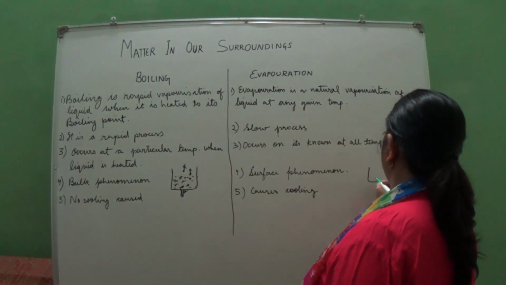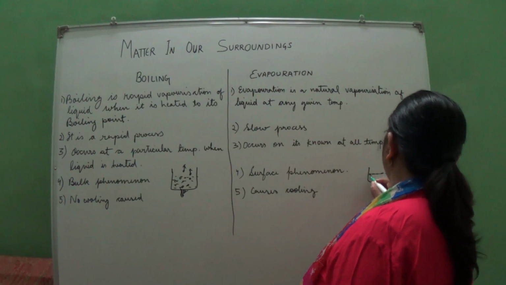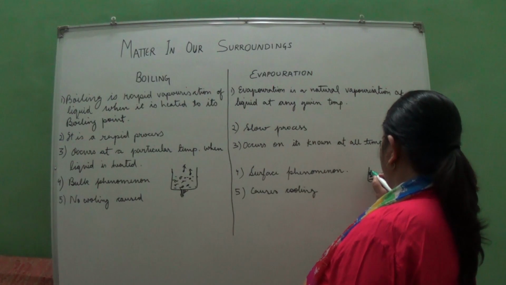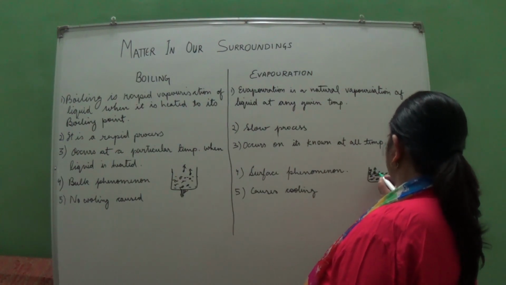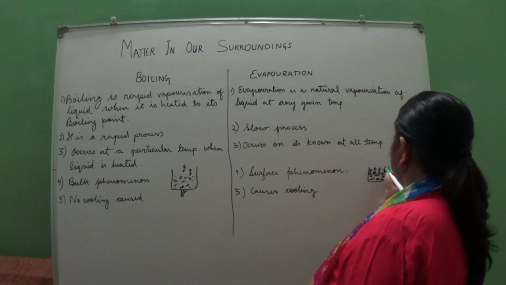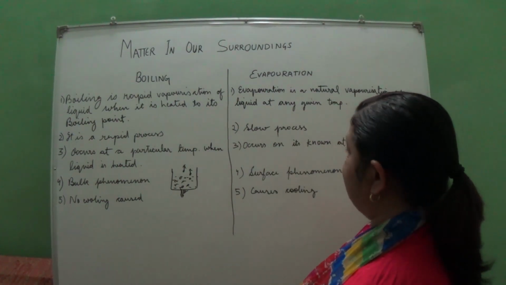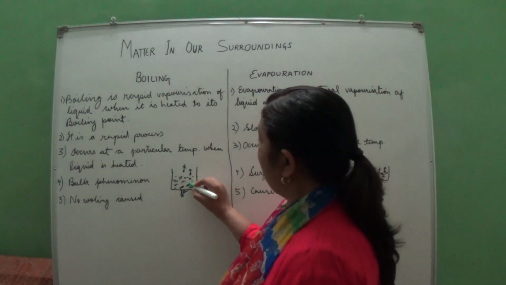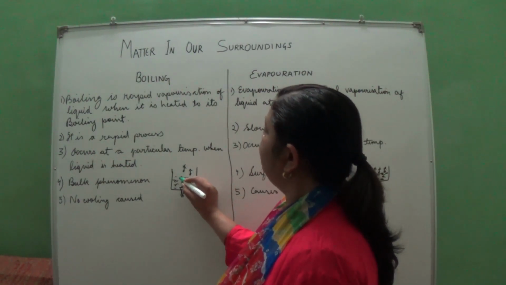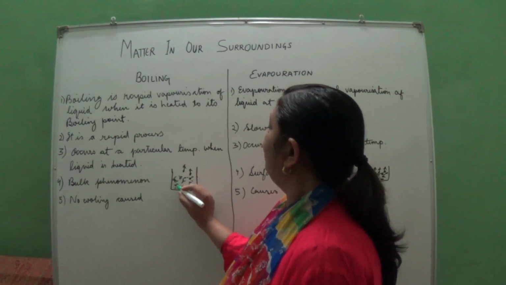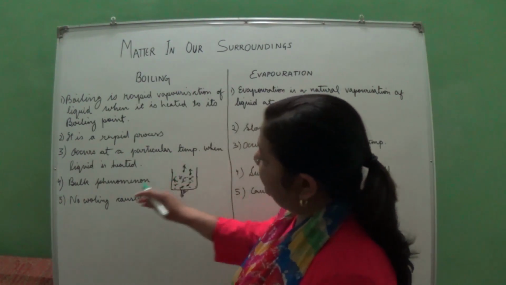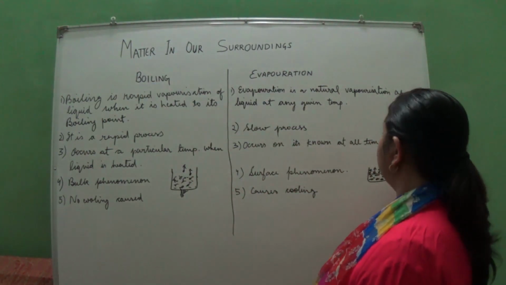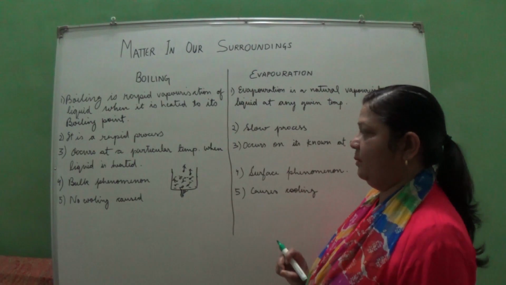Now, what happens in evaporation? Suppose in this container, this water is present, and what happens in this? It occurs where? On the surface, isn't it? Not the whole liquid is participating. Here it occurs at the surface, but in boiling all the liquid is participating. So this whole is participating, so it is a bulk phenomenon. Here it only occurs at the surface, so it is a surface phenomenon.